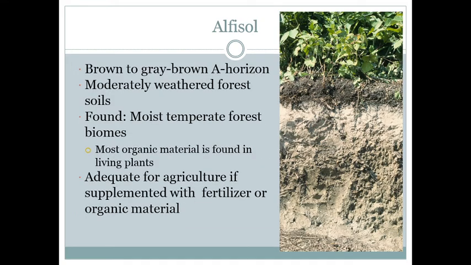Then we have different types of soil. We have different examples of soil. So we have the alfisol. You can check the illustration if you want to know the characteristics of the alfisol. So alfisol is brown to gray-brown A horizon, moderately weathered forest soils, usually found in moist temperate forest biomes, and most organic material is found in living plants. So alfisol is adequate for agriculture if supplemented with fertilizer or organic material. So you can check in your backyard, in your garden, if you have that specific type of soil.